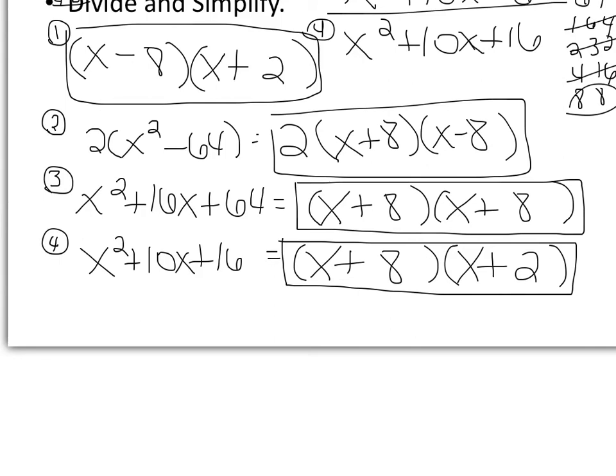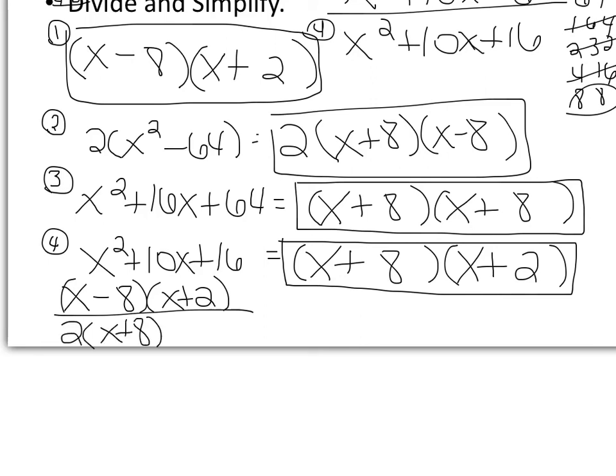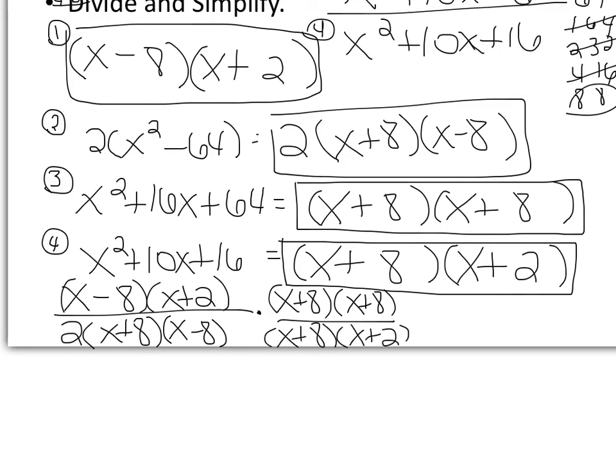So we're going to do x minus 8 times x plus 2 over 2 times x plus 8, x minus 8, multiplied by x plus 8 times x plus 8 over x plus 8 times x plus 2. Okay, so you've got this x plus 8 cancels this x plus 8. This x plus 2 cancels this x plus 2. This x minus 8 cancels this x minus 8. This x plus 8 cancels this x plus 8. All you're left with is a 2 in the denominator. So your answer is 1/2. Okay, remember, if it's in the denominator, it must stay in the denominator.